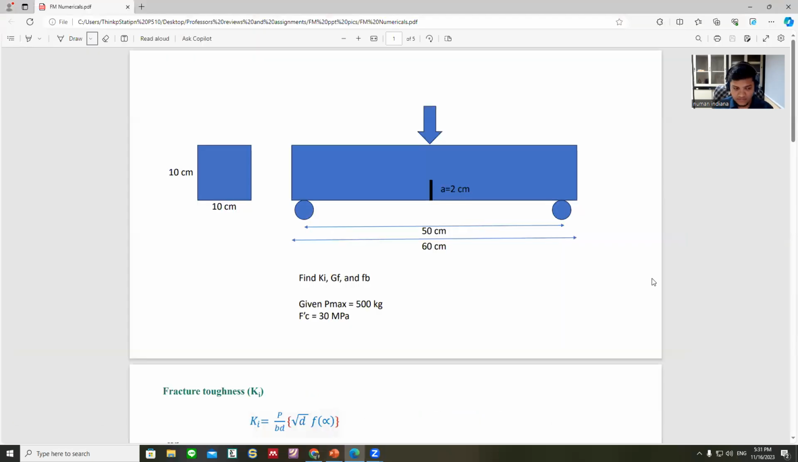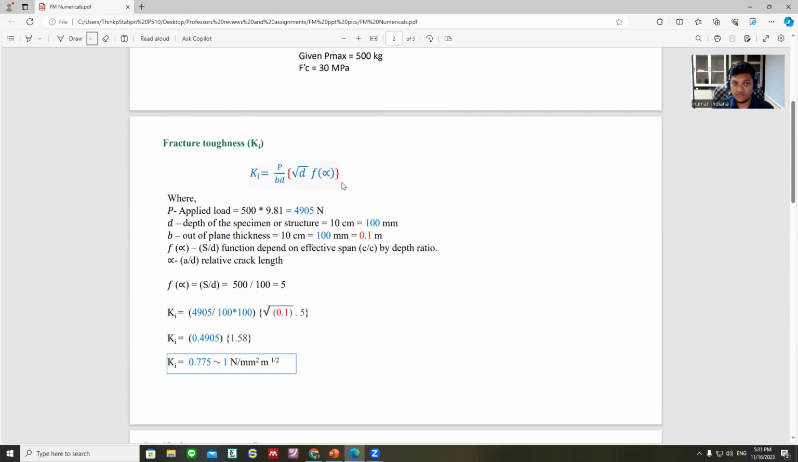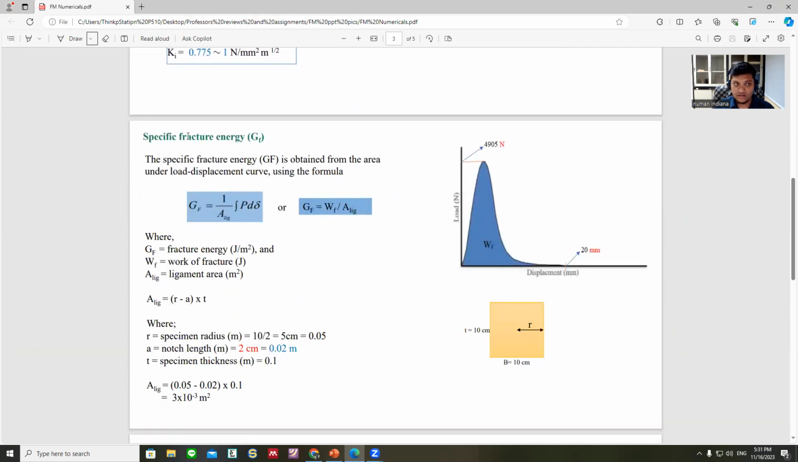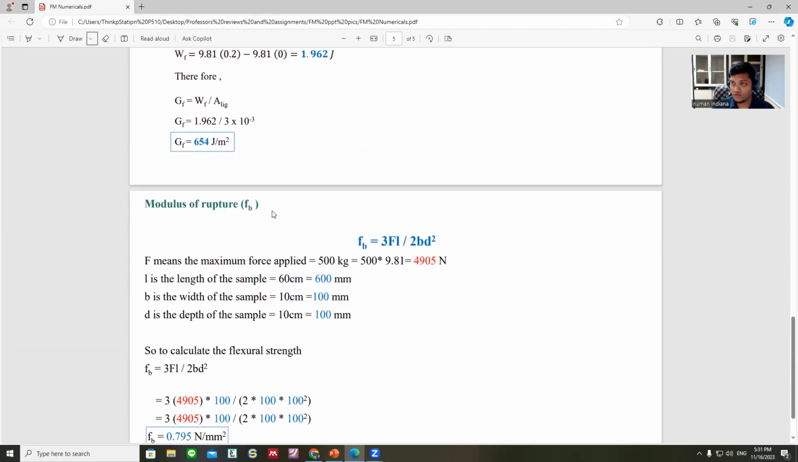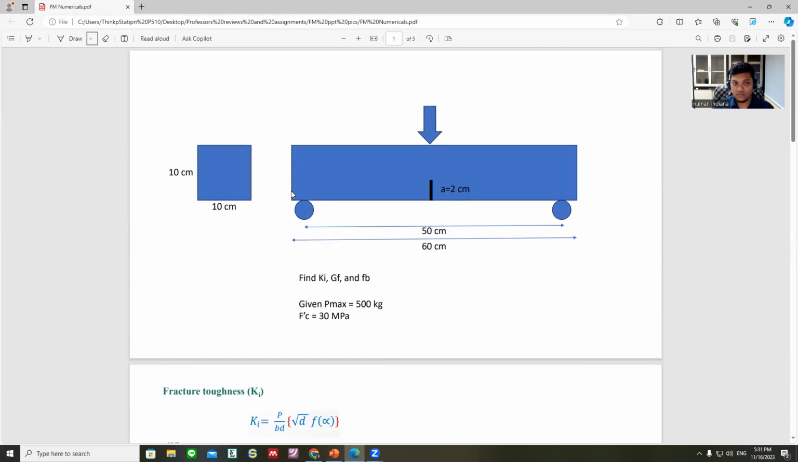So as I said, like fracture toughness, the formula is different. And then the fracture energy, which is relevant, and the modulus of rupture or the flexural strength. So we will see the calculation of this. So consider the beam of some length with an effective span, and there is some crack of some distance, and there is a load. The load we consider here is 500 kg, but the force to consider in the calculation is in Newton.